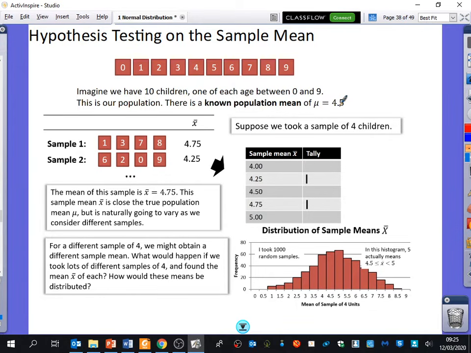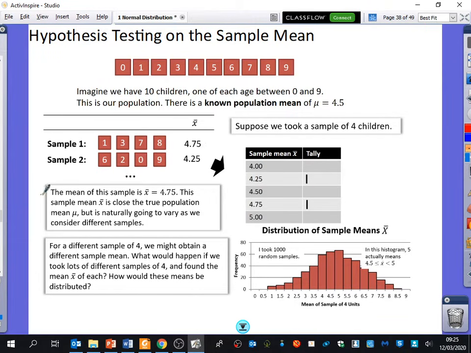So suppose that we took a sample of 4 children. This is a bit like in that example I was just saying, where you as the factory owner said, I'll take 10 chocolate bars off the line. Well, in my first sample that I took randomly, I got children aged 1, 3, 7 and 8, which gave me a sample mean, which is an x with a bar above the top of it, not mu. It gave me a sample mean of 4.75.